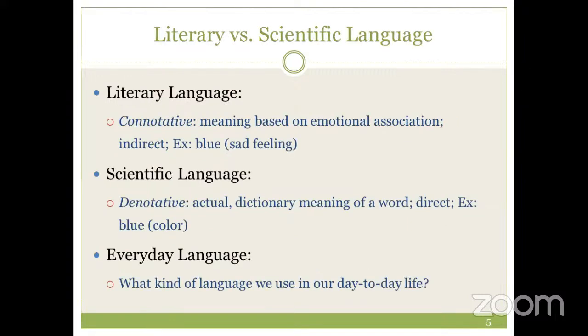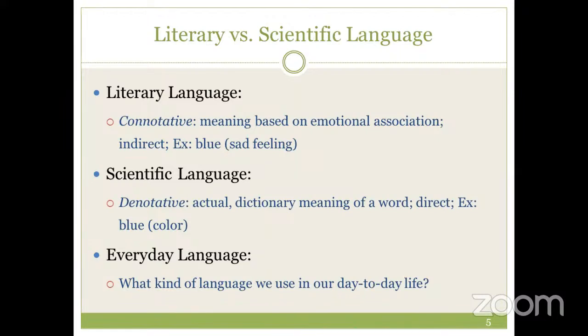So use of language in special ways. Somewhere in our previous physical classes we discussed how we can distinguish between scientific language, literary language, and everyday language. Scientific language is denotative, whereas literary language is connotative, meaning based on emotional association, indirect. A denotative example is blue. Blue is basically the name of a color, but blue also represents a sad feeling. So use of blue to mean a sad feeling is what connotative stands for, and that is what we do in literature.